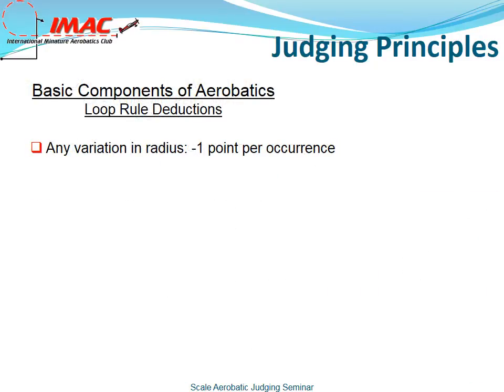Loop rule deductions. Any variation in radius will have a 1-point deduction per occurrence. Take a look at the examples below. This example is a tight radius and it transitions to a large radius. This is an example of a large radius that transitions into a tight radius. You as a judge must decide when you see a radius change. Each time you see a radius change, you would deduct 1 point.